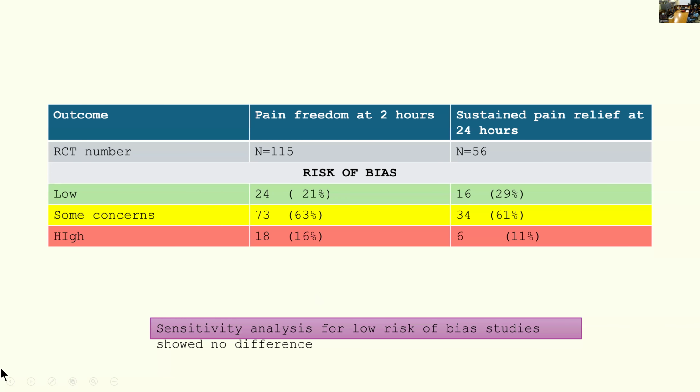So I just calculated for the entire plot. For pain freedom at 2 hours, the total number of studies was 115. For sustained pain relief at 24 hours, the total number of studies was 56. If you see, only 21% in pain freedom at 2 hours had low risk of bias. The rest, 63 plus 80%, actually had some concerns as well as high risk of bias. Similarly, in sustained pain relief at 24 hours, only 29% had low risk of bias. The rest, about 70%, had some concerns as well as high risk of bias. But they have done a sensitivity analysis for all the low risk of bias studies, and they showed no difference.